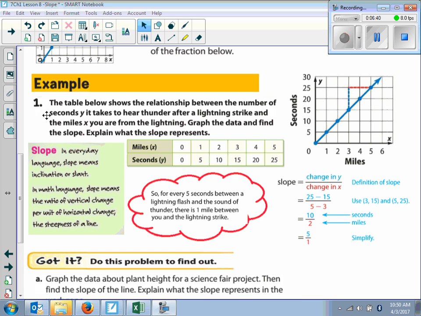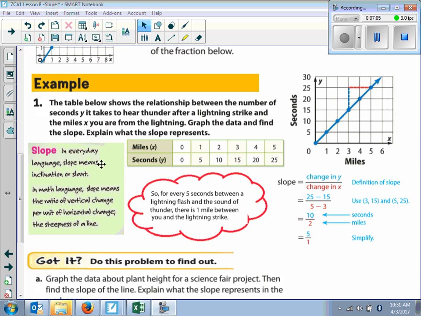All right, for this example 1, it says the table shows a relationship between the number of seconds y it takes to hear thunder after a lightning strike and the miles x you are from the lightning. So y is the seconds and x is the miles. It says graph the data and find the slope. Explain what the slope represents.